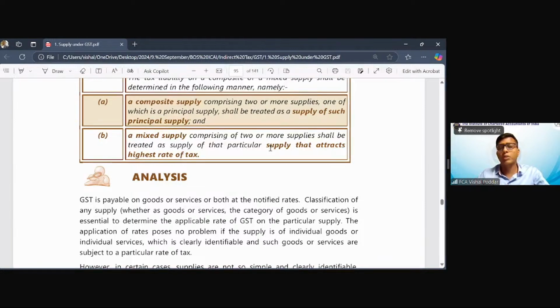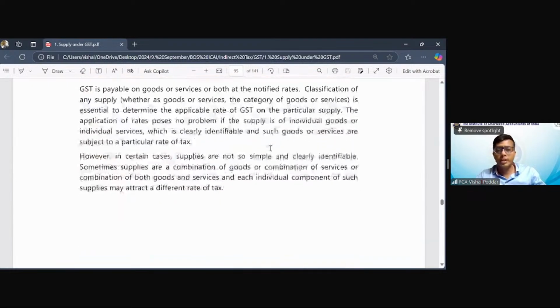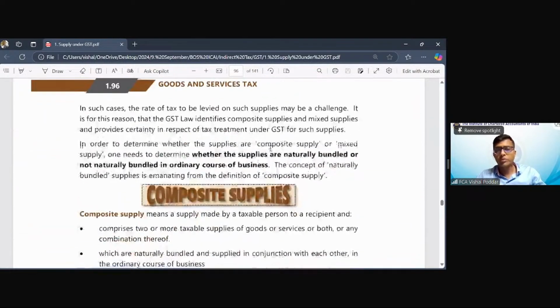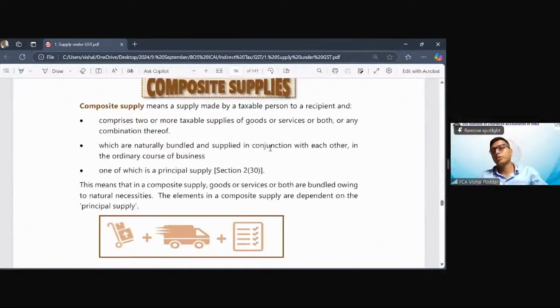So firstly, this is what Section 8 says. Section 8 is very simple. If your package is a composite supply, treat it as if it is the principal supply. If your package is a mixed supply, treat it as if it is the highest rate item supply. Now the question comes: what is a composite supply and what is a mixed supply? Because that will decide my taxability. So we come to the definition of composite supply and mixed supply.